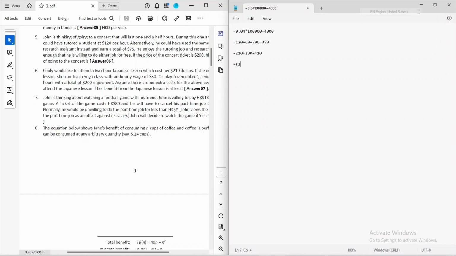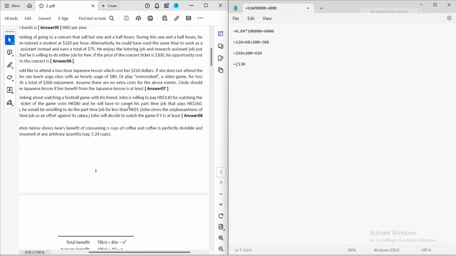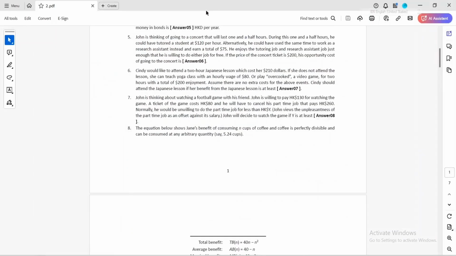So this is 130 minus 80, right? This should be greater than 260 minus Y, because he is unwilling to do it for less than Y dollars. Okay, so when you solve this, you get Y is greater than 210. So this is your answer. Let's move on to the next question.